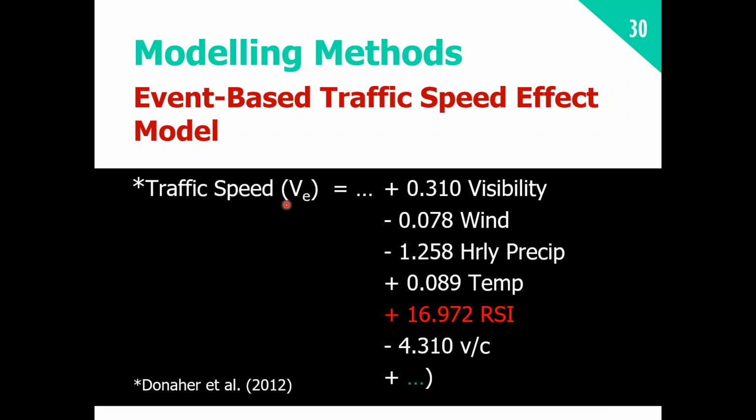So for this, Donner back in 2012 developed traffic speed effect models that are expressed as a function of different independent variables, including visibility, wind, hourly precipitation, temperature, and volume capacity ratio. This is another surrogate measure that represents the level of service. So you can see that I also highlighted the RSI, which was found to be one of the highest contributing factors that affect the traffic speed under inclement weather conditions. So 16.972. So you can compare the magnitude of its impact on the traffic speed compared to other variables.